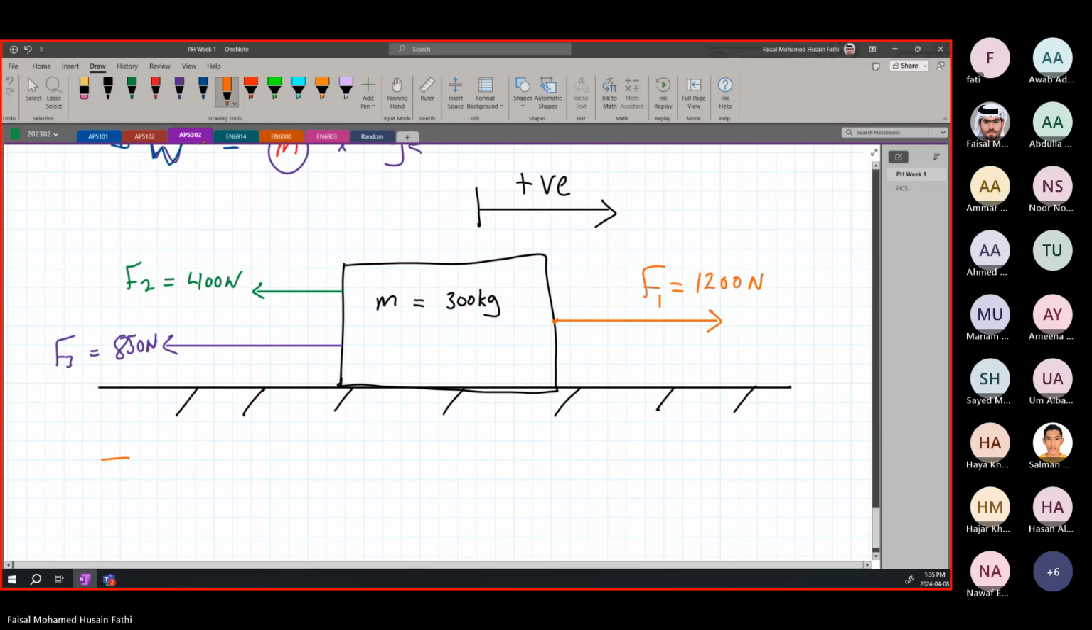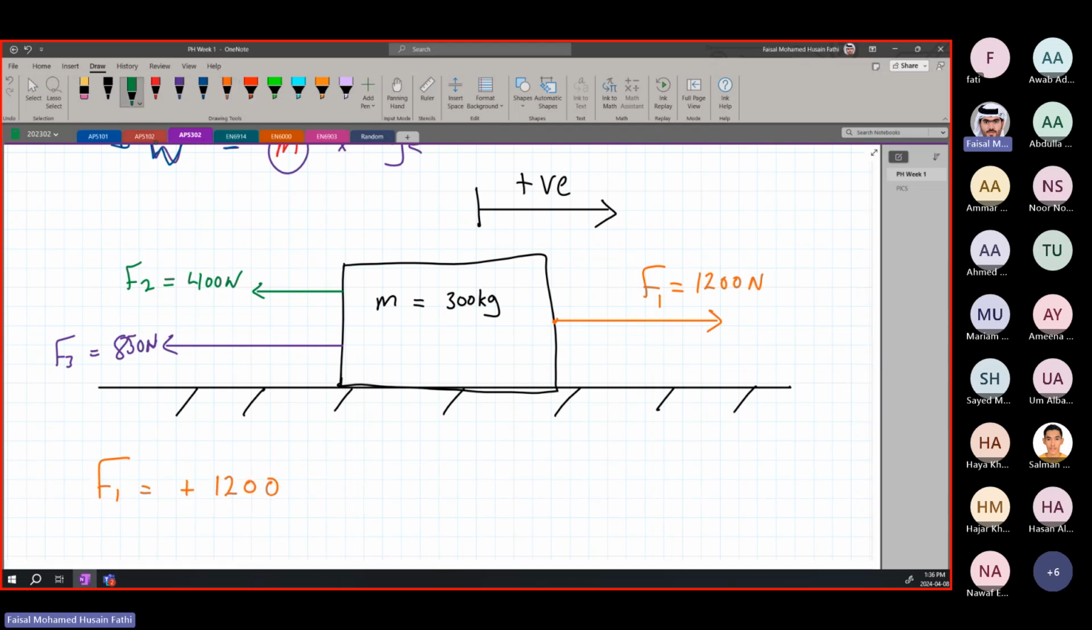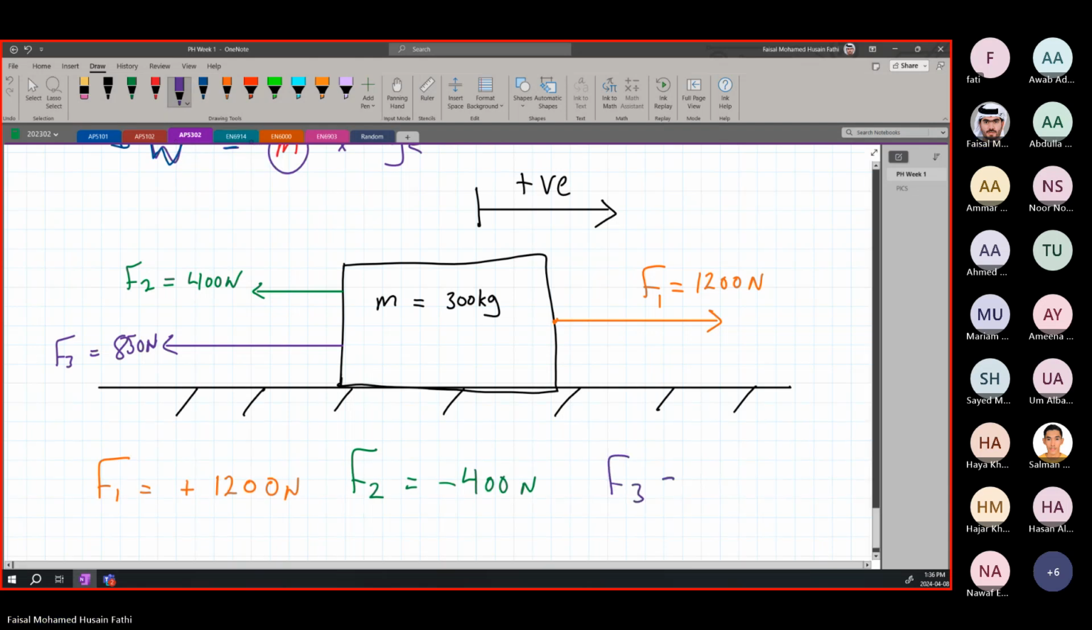So now F1 is positive, plus 1200. F2 is minus 400 newtons, of course newtons. And why is it minus? Because it's in the opposite direction of my positive direction, so it's negative. F3 is minus 850 newtons. Again, the positive direction, you can choose it in any way. You can choose it to the left or to the right.